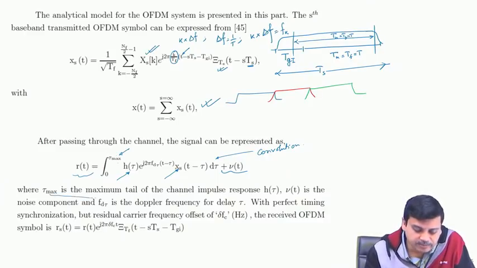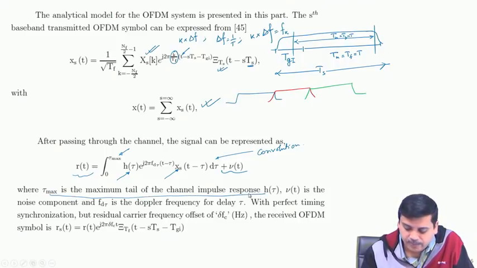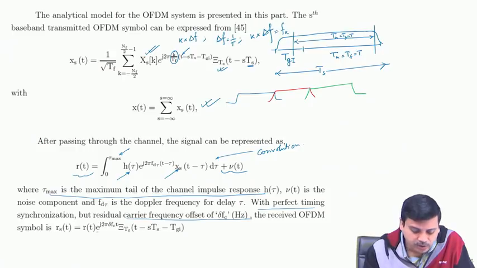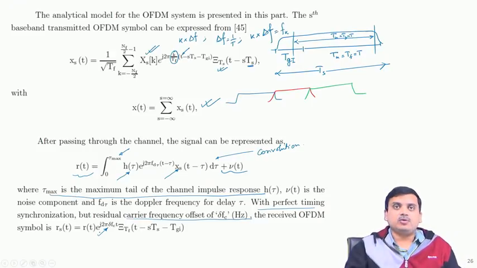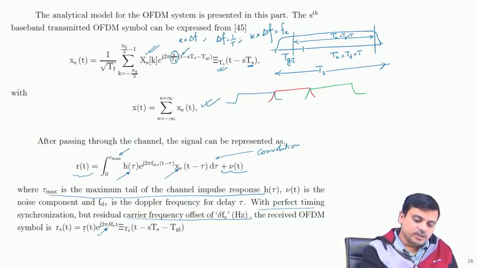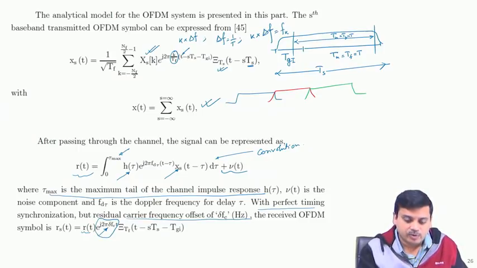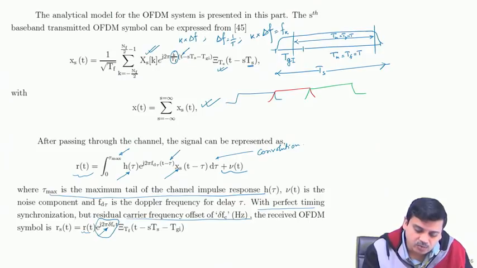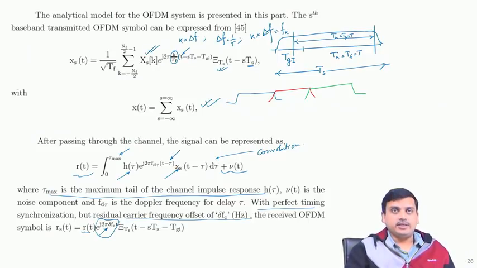Here tau max is the maximum tail of the channel impulse response, and delta f_c. With perfect timing synchronization, the residual carrier frequency delta f_c of the receiver symbol goes to 0. Otherwise, with imperfect synchronization, it is going to be represented in this manner. So, this is the overall signal structure. If we have received the signal with a certain amount of residual carrier frequency, the model has to include this residual frequency offset, and here what we have indicates the different tau delays that are present in the signal.